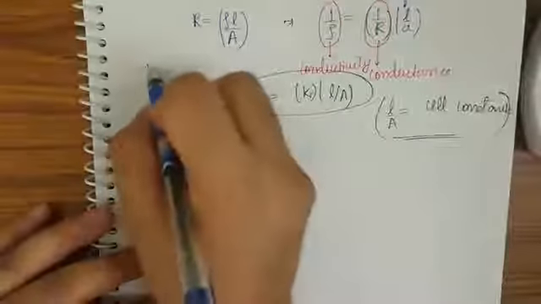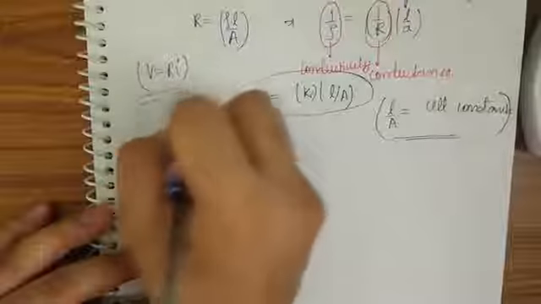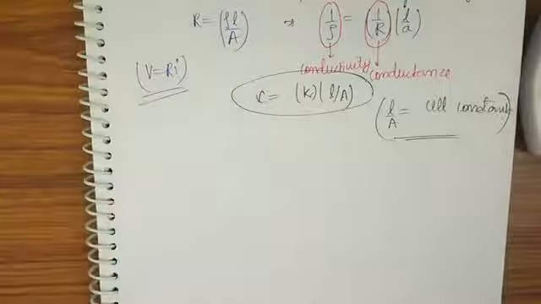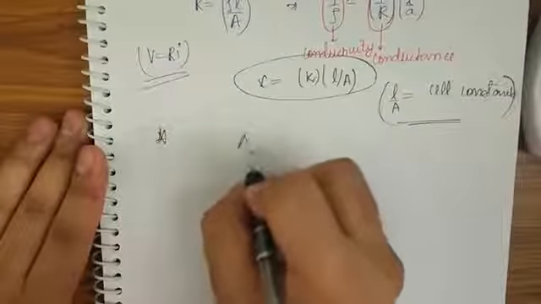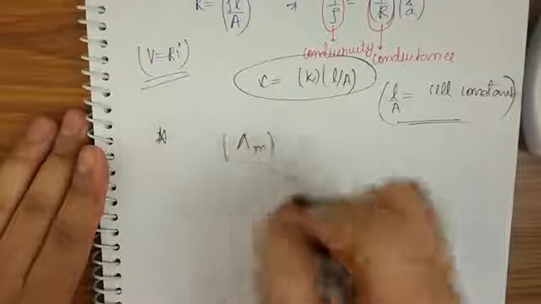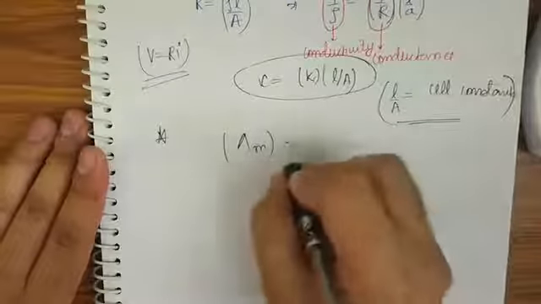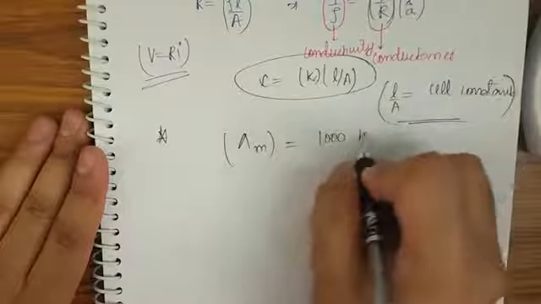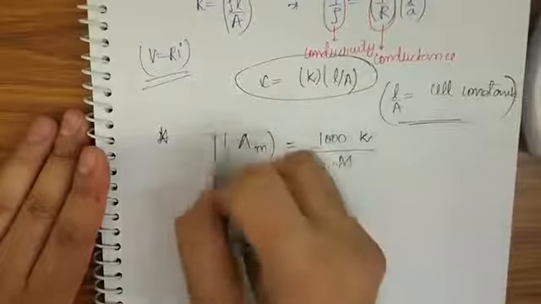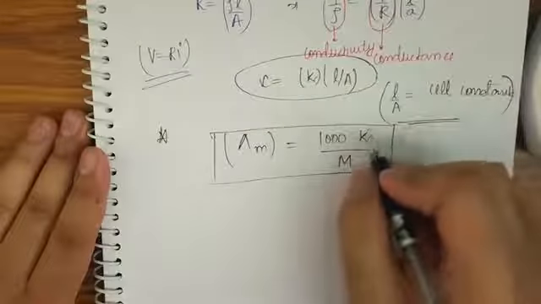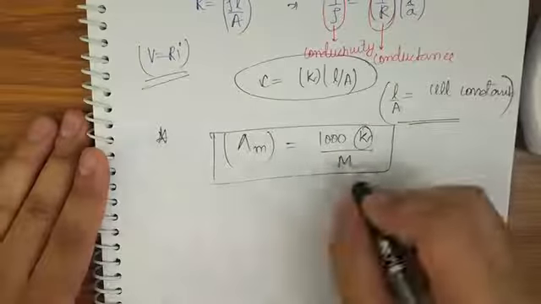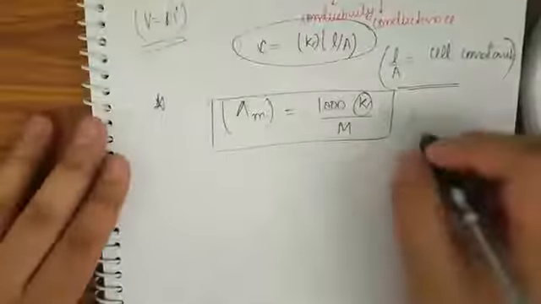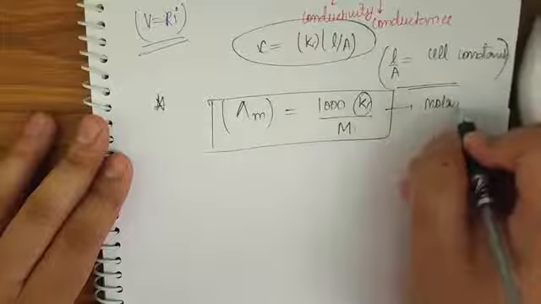Other formulas we know, like V is equal to Ri, and all the other basic formulas that we derive from physics. So now let's get along to molar conductivity. Now what is molar conductivity? Molar conductivity is represented by the symbol lambda m, which is equal to 1000 K by M, where K is the conductivity of the solution that we take and M is the molarity. Okay, so this is molar conductivity.